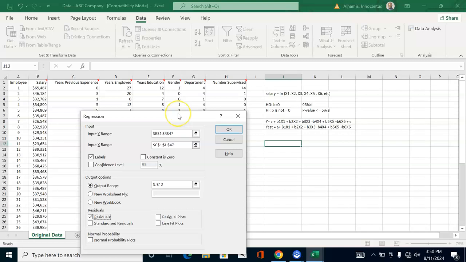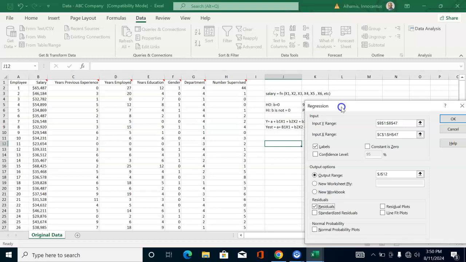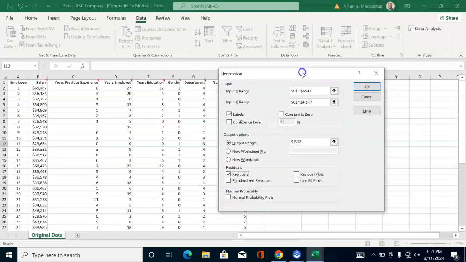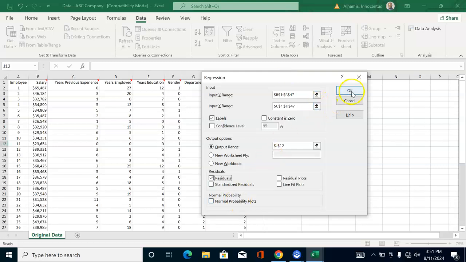So the only thing I want you to remember is that when you're considering multiple regression analysis, you will consider more than one independent variable. In this case, because we are considering all of them, I had to highlight all of them as our independent variables or the input X range. But I may ask you to just select 2, and then you're going to test only 2 or 3, let's say, but there should be more than 1. Then everything is all set, so I'm going to click OK.